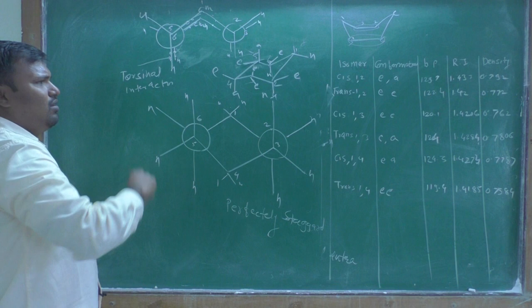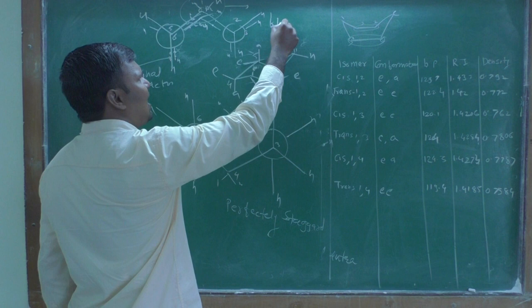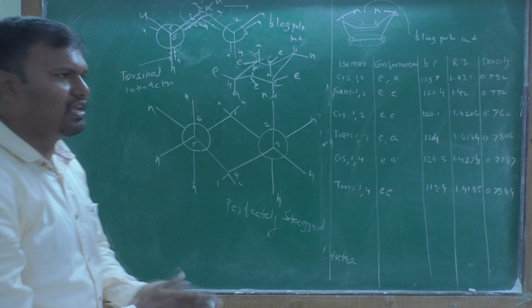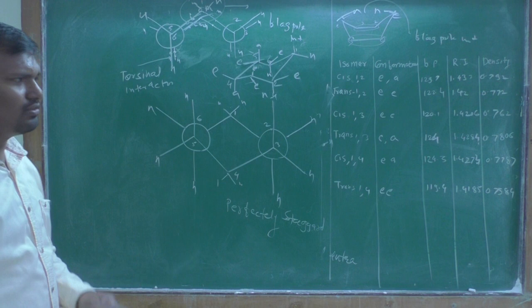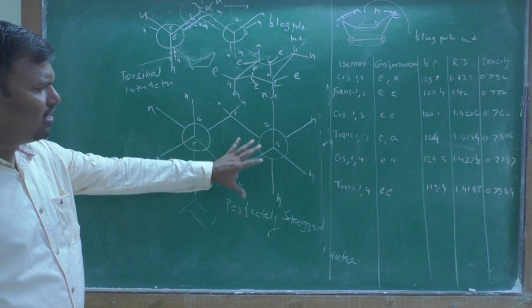Along with this, these hydrogens are perfectly matched to each other, or overlap each other. This is the flagpole interaction. In addition, this hydrogen and this hydrogen show the flagpole interaction. This is an extra interaction, extra strain, called the flagpole interaction. These hydrogens on the first carbon and the fourth carbon show the flagpole interaction. When you compare your chair form and your boat form, you find that in the chair form the hydrogens are maximally away, that is, perfectly staggered.